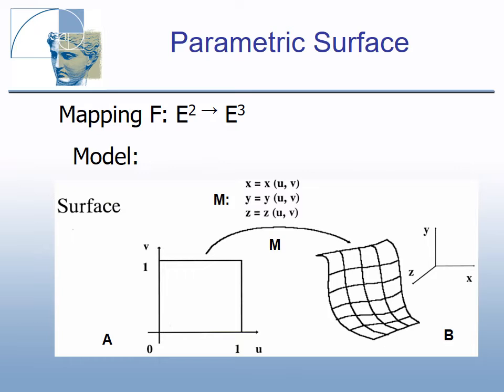The mapping M is given by a set of parametric equations for each coordinate x, y, z with the parameters u and v. By giving any arbitrary values from 0 to 1 to the parameters u and v, we substitute them to the parametric equations and calculate coordinates of the corresponding point on the surface. Thus, the entire square is mapped to the entire surface.